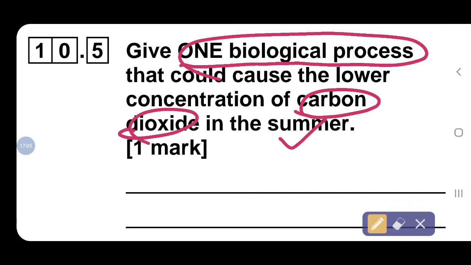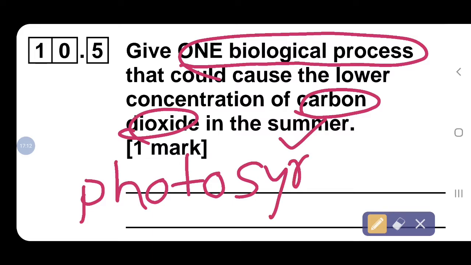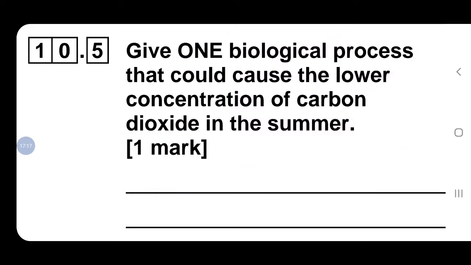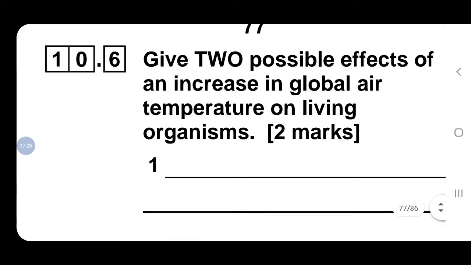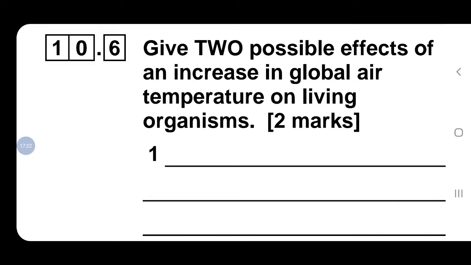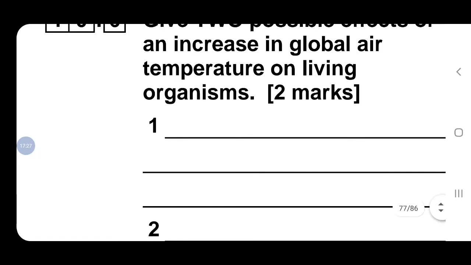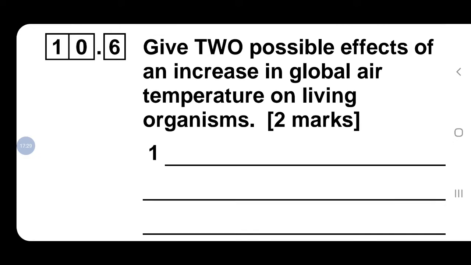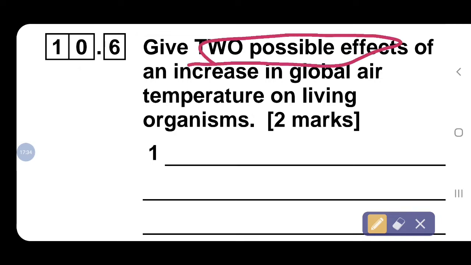So you can write biological process, so you can write photosynthesis. This is popular, photosynthesis. All right, so let's say another one. Give two possible effects of an increase in global air temperature on living organisms. Let's see the question. Give two possible effects of an increase in global air temperature on living organism.